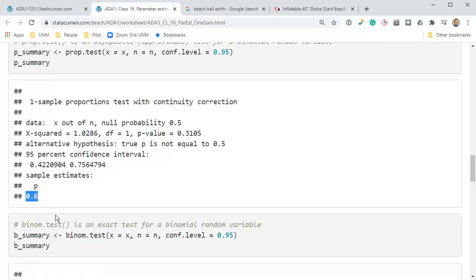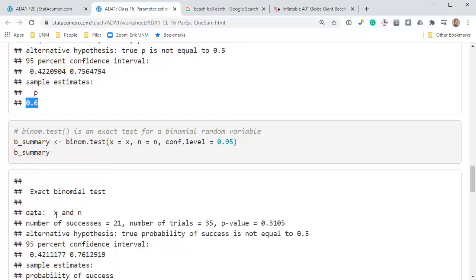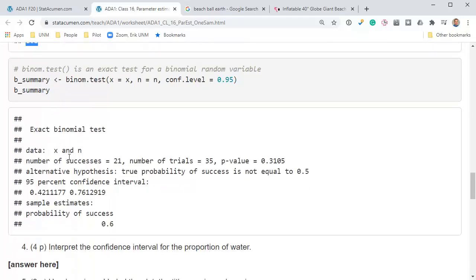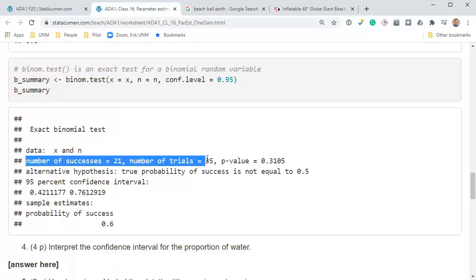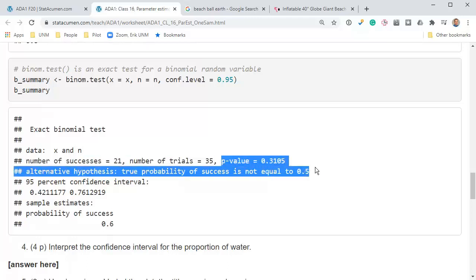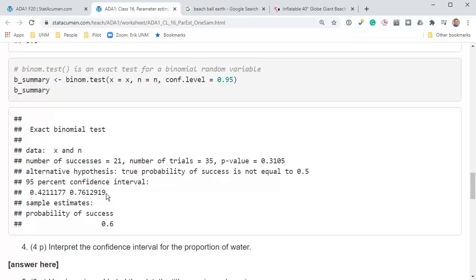There's also the result for using the binomial distribution. Same thing, binomial test. We put in X, N, and confidence level. There's a lot of the same results here. It does, in this case, tell you how many successes and the number of trials, which is nice. We ignore the p-value, we ignore the hypothesis test. We've got a confidence interval here, 0.42 and 0.76.